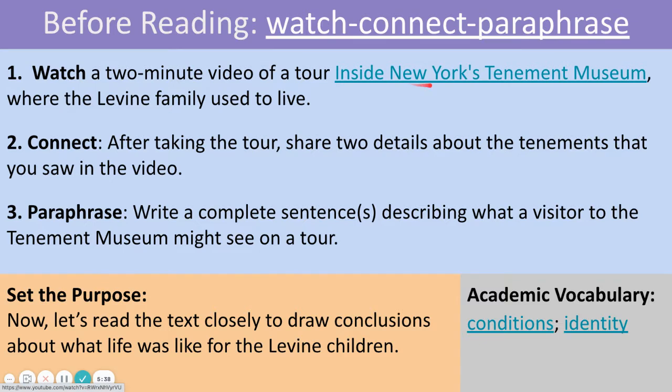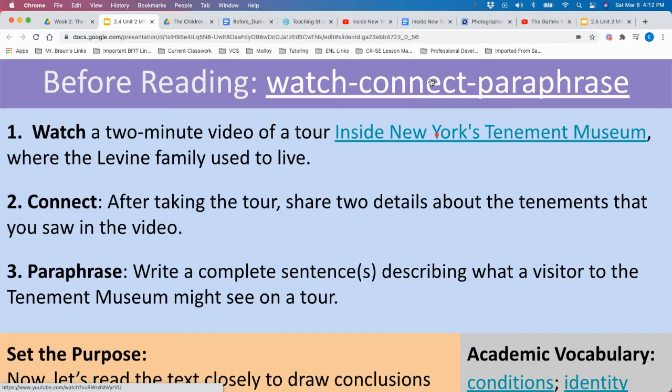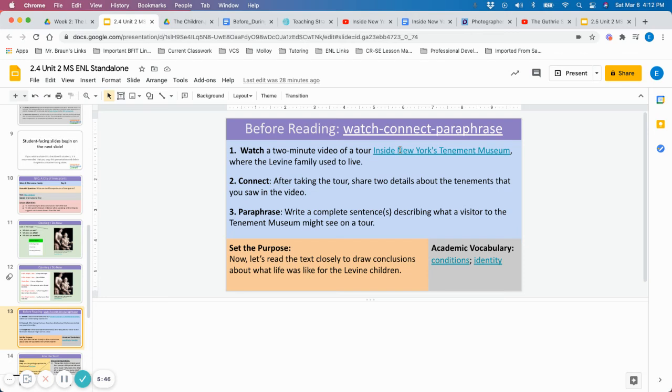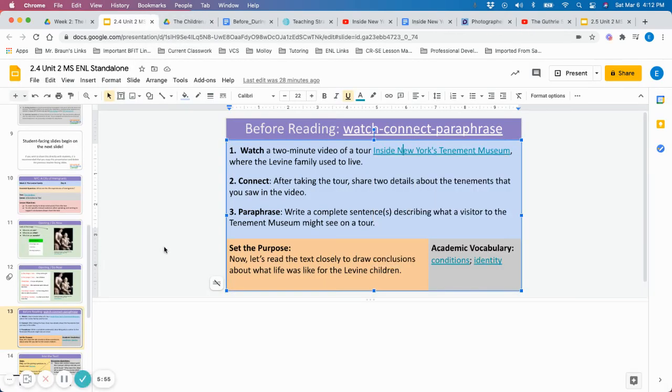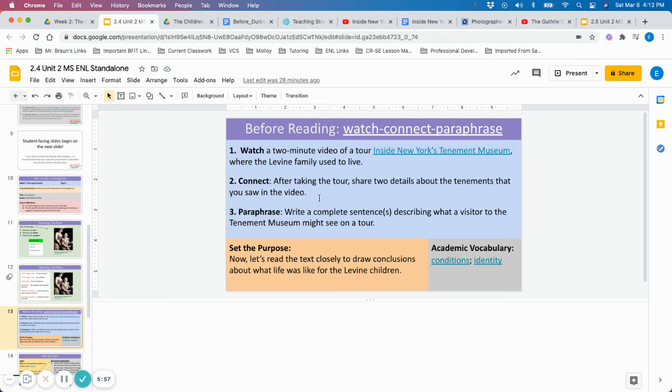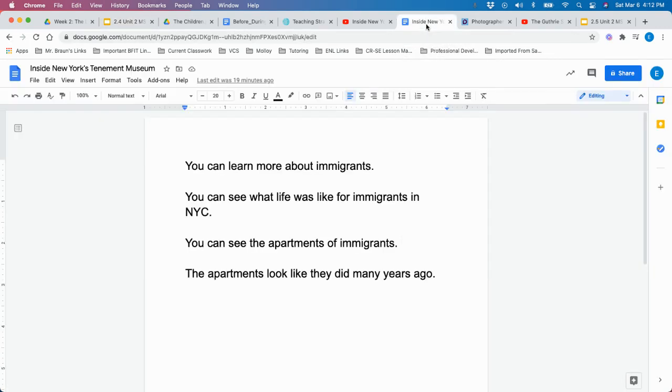Good. Now we're going to watch a short video from New York City's Tenement Museum. You could click this link. It'll pop up to a YouTube video. You can pause my video and show this video now. Following the video, students will share details about the tenements that they saw in the video, as well as write a complete sentence about what a visitor to the Tenement Museum might see.